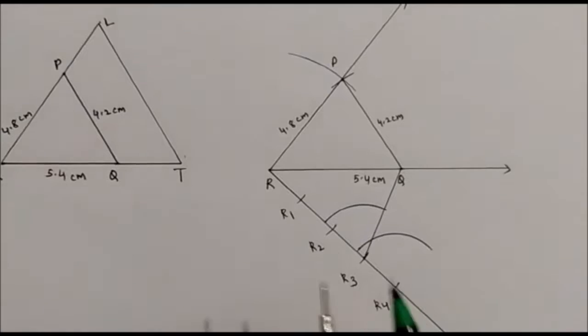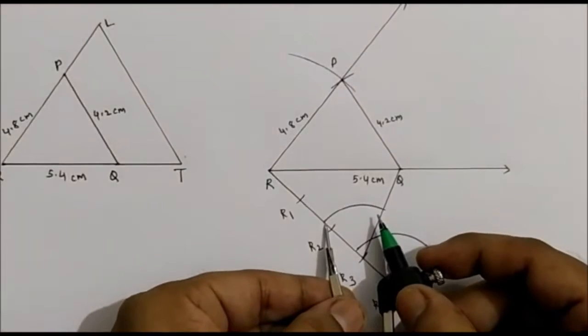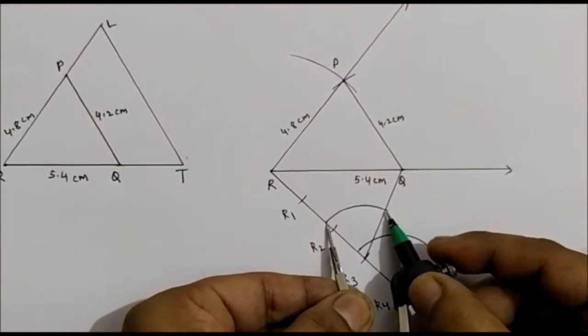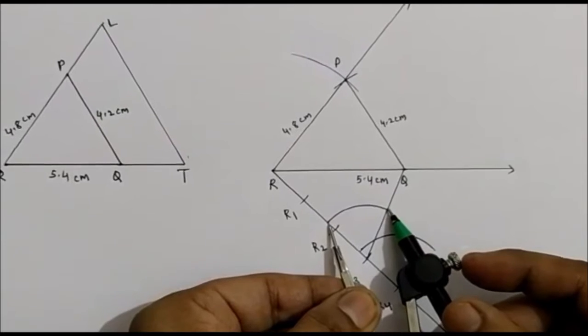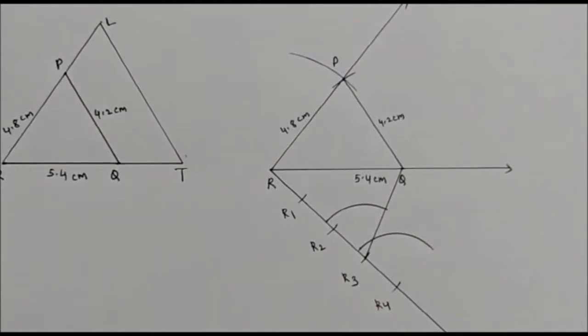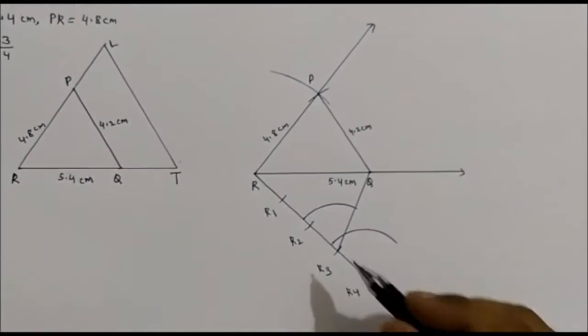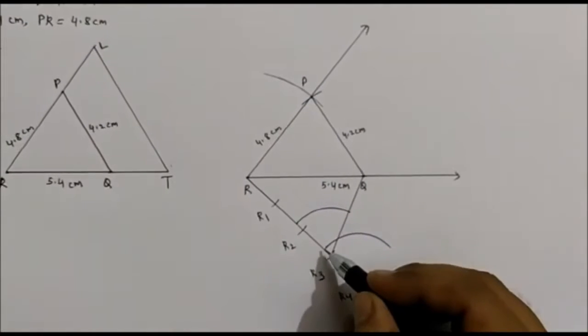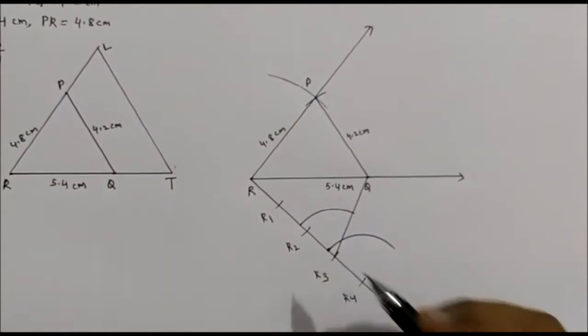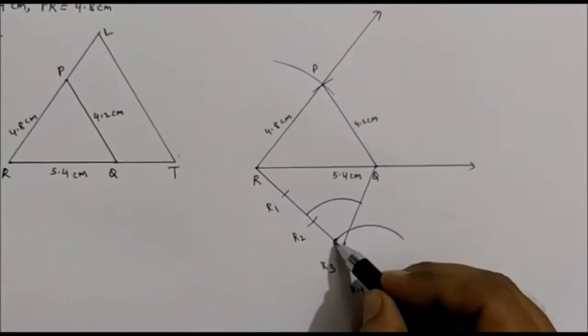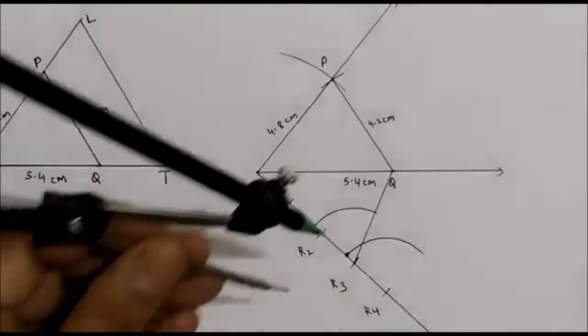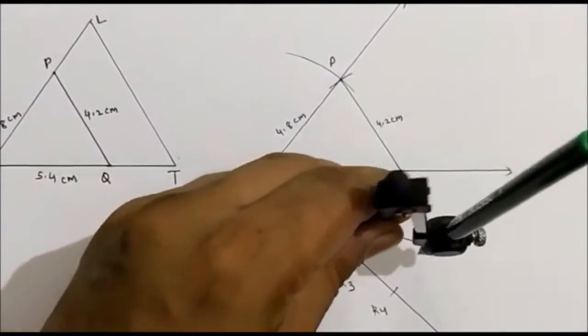Now we'll take this distance, students. See how we do this. You can take this distance. The arc which you have drawn, take that distance. Now with that distance, see on this ray, where is this point? Can you see this point? From this point, keep the compass here and cut that previous arc.